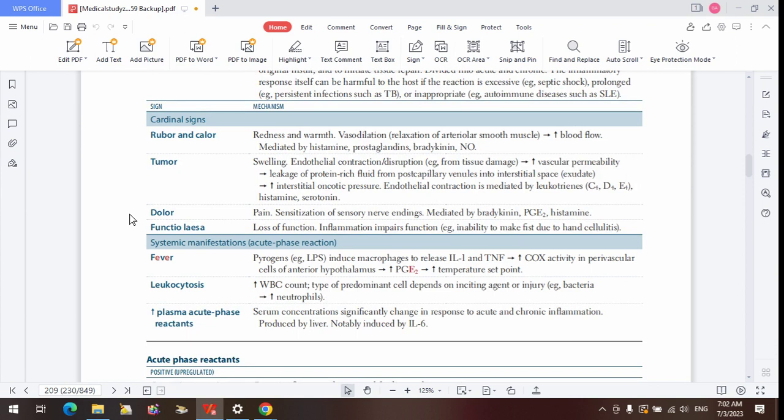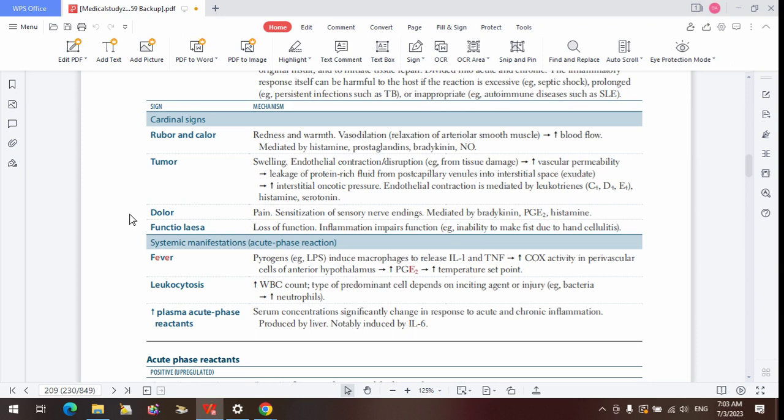So I know we are familiar with this. They include the rubor, the calor, the tumor, and the dolor, alongside functional assays. So rubor and calor are related. Redness is rubor, calor is warmth. So calor is like heat, redness and warmth. So what is the cause of rubor and calor?